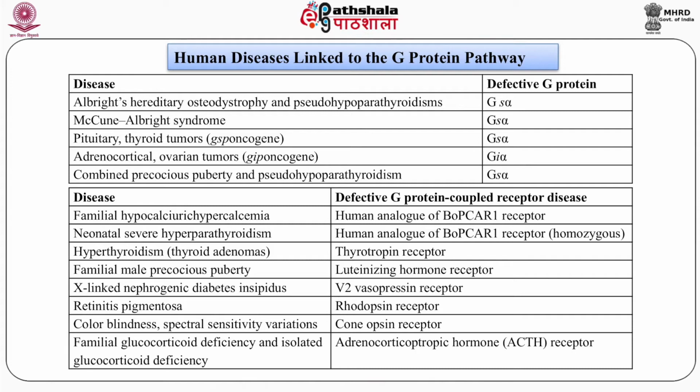Similarly, there are certain other diseases which are associated with defective G protein coupled receptors, in which you will find neonatal severe hyperparathyroidism, in which the receptor is defective. This figure shows in a tabular form certain diseases which are associated with a defect in the G protein coupled receptors.